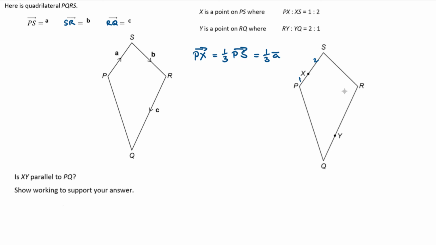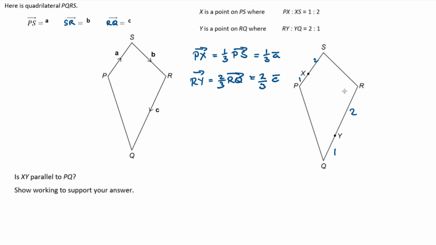Similarly, I can say that if RY to YQ is in a ratio of 2 to 1, then the vector RY is going to be 2/3 of the vector RQ. We know that the vector RQ is C, so that's going to be 2/3 of C. Okay. Now, how does that help us?